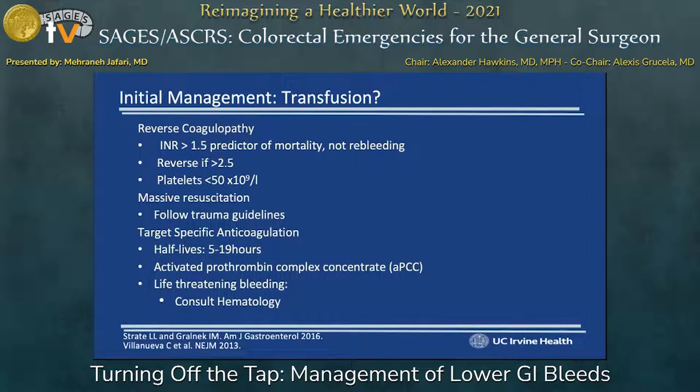And then when you're talking about targeted specific anticoagulations, it can be very challenging. Half-lives can be anywhere between 5 to 19 hours. Remember, you can use activated prothrombin complex concentrate. Remember, the lab data is not usually going to be predictive of what's happening in the patient's body. And for life-threatening bleeding, ask for help and call hematology.